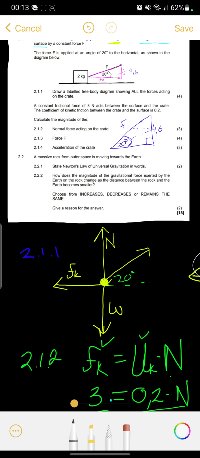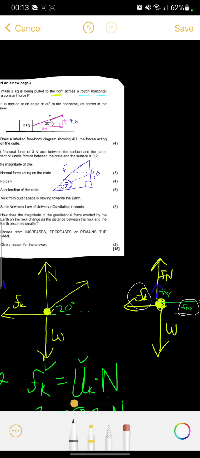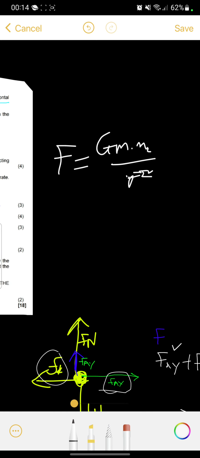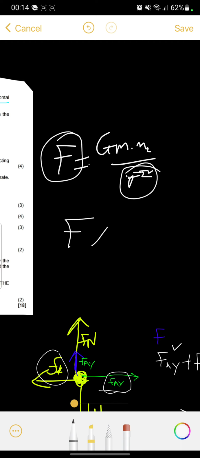If the distance between two objects becomes smaller, it means they are getting closer and closer to each other. What we understand by gravitational force is, if we write the formula here, F is equal to G m1 m2 all over r squared. The r squared is the square of the distance between the centers. So force and the square of the distance between their centers are inversely proportional.